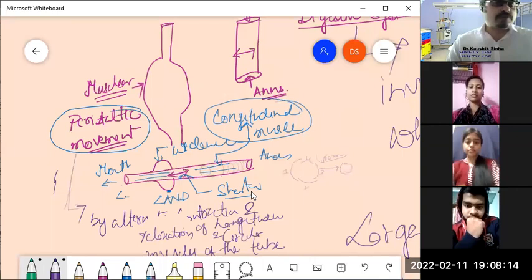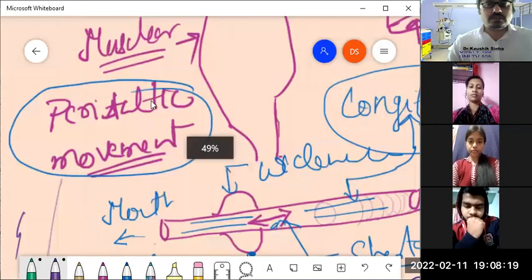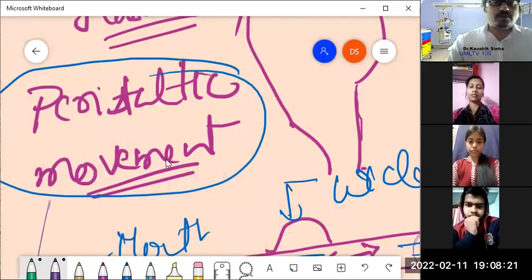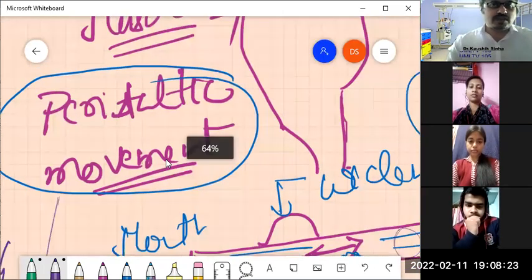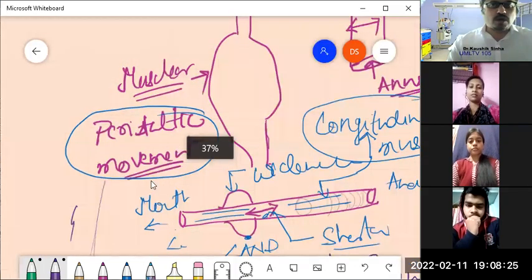It's made up of muscles, and being made up of muscles, the entire digestive tube is involved in a kind of movement, and that movement is the peristaltic movement. That is the name, peristaltic movement. Now, what exactly is the peristaltic movement?